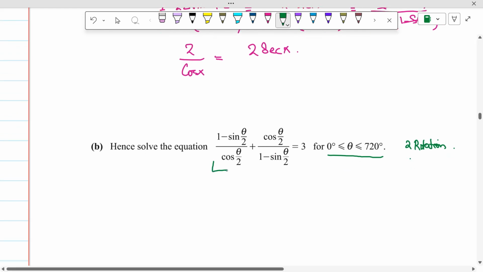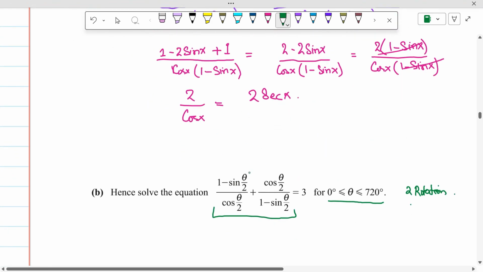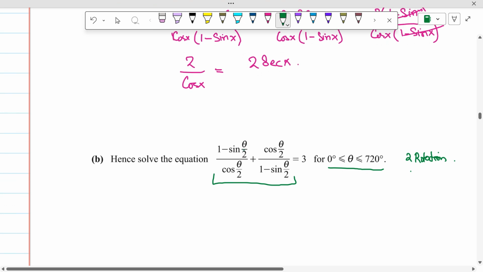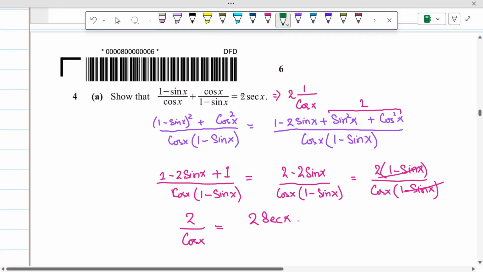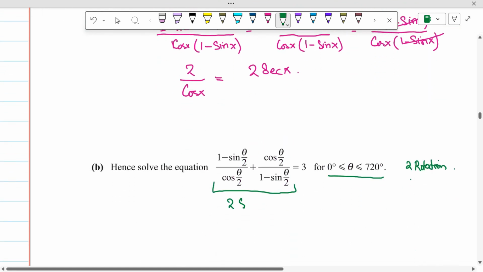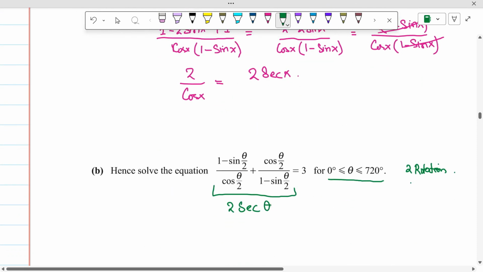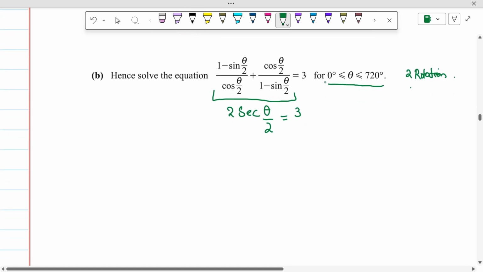Okay, you can see that the left hand side of this equation is exactly equal to the left hand side of part A, where the only difference is the angle. In part A, the angle is x, whereas in part B, the angle is theta over 2. So we just replace this left hand side with the right hand side of part A. So we can write it as 2 secant of x. In place of x, we will plug theta by 2, which is equal to 3. Okay, we need to find the angle theta, and the angle should be between 0 and 720. You should remember that one.